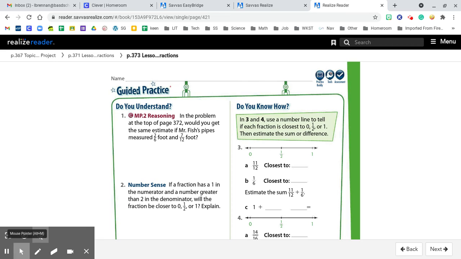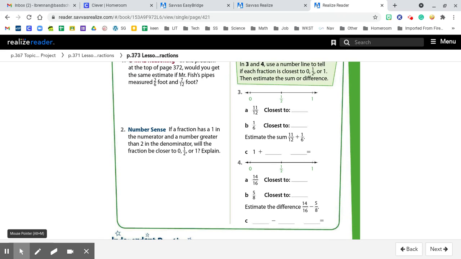In number 3 and 4, use a number line to tell if the fractions are close to 0, a half, or a whole. So let's take a look. 11/12. If you go to a number line, you only need 1 more twelfth to get close to a whole. 1/6, we just talked about that. Remember that rule? It's going to be closer to a 0. Estimate the sum of 11/12 and 1/6. So 1 plus 0 equals 1.